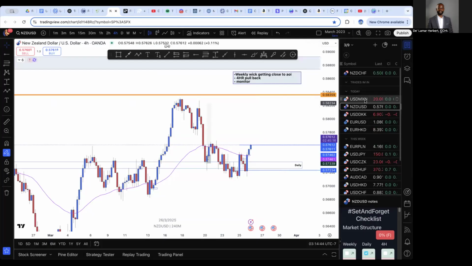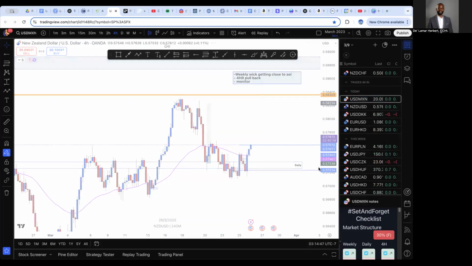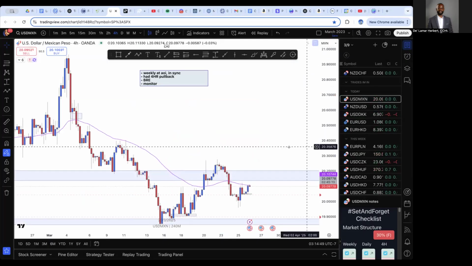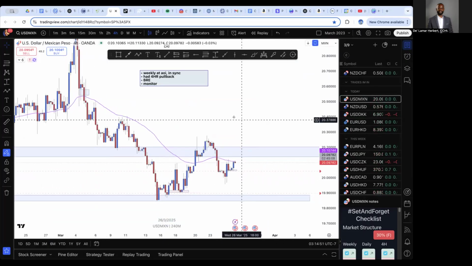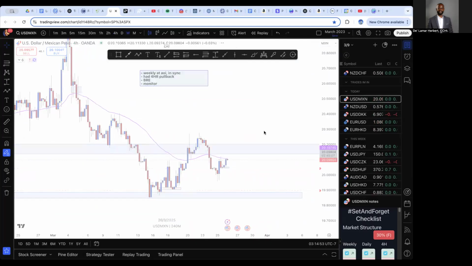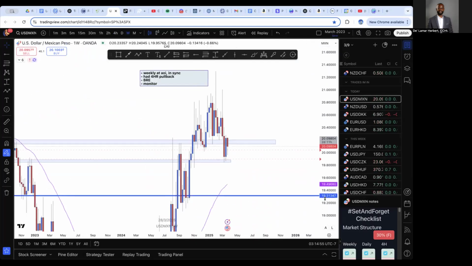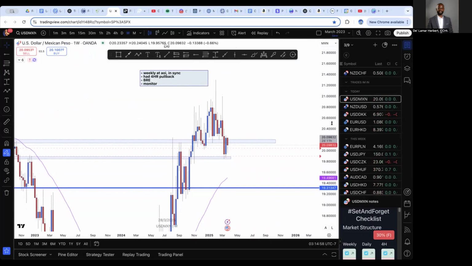Okay, last but not least for today, we have USDMXN. Now this one here is really, really ready in my opinion, but not ready to take the trade, just really almost there. Really, really almost there. This is not a counter trend trade. This is just a sell.